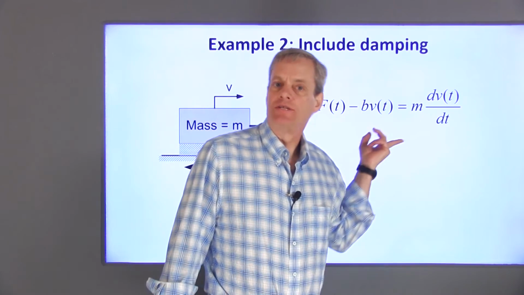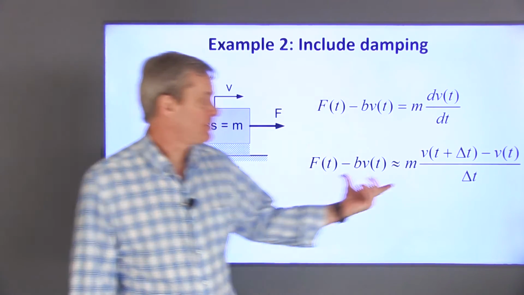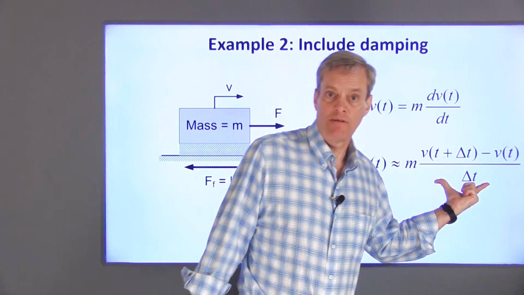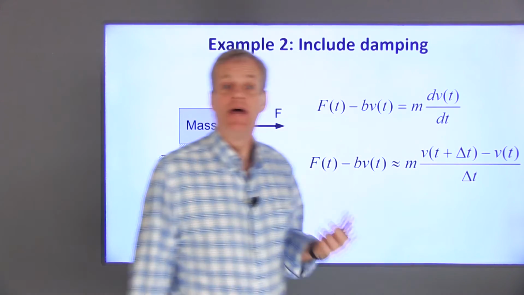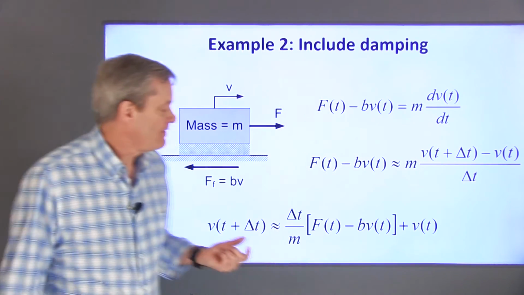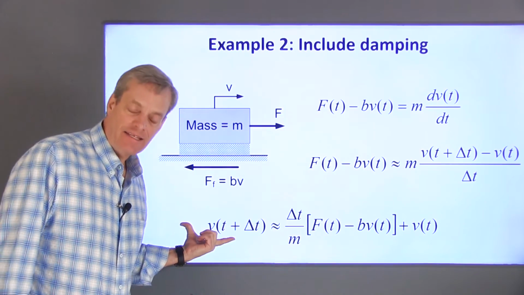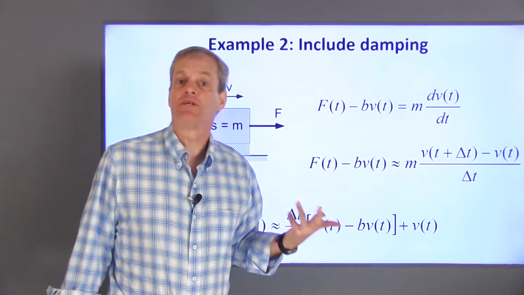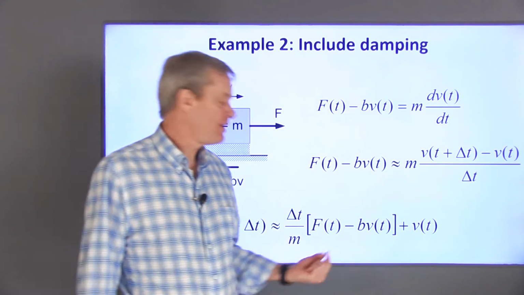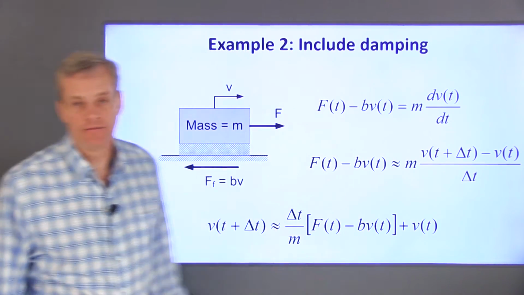This was the equation that governed that system. Again, all we have to do is substitute the approximation to the derivative into this equation and solve for the velocity at time t plus delta t. This is the expression we end up with. Now the velocity at the next time step not only involves the slope at the previous time step, but it also depends on the velocity at the previous time step.